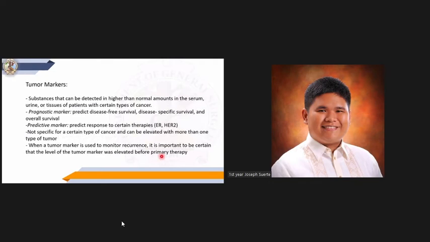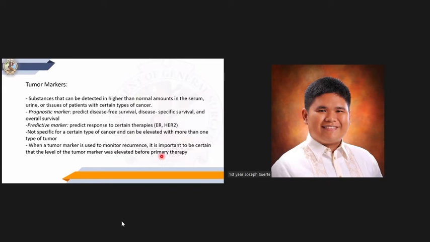So next is our tumor markers. They are substances that can be detected in higher than normal amounts in serum or any other body fluid with certain types of cancer. They can be classified into two, your prognostic markers and your predictive markers. Your prognostic markers predict disease-free survival and overall survival, while your predictive markers predict response to certain therapies. It's important to remember that tumor markers are not specific for certain types of cancer, and they can be elevated with more than one type of tumor.